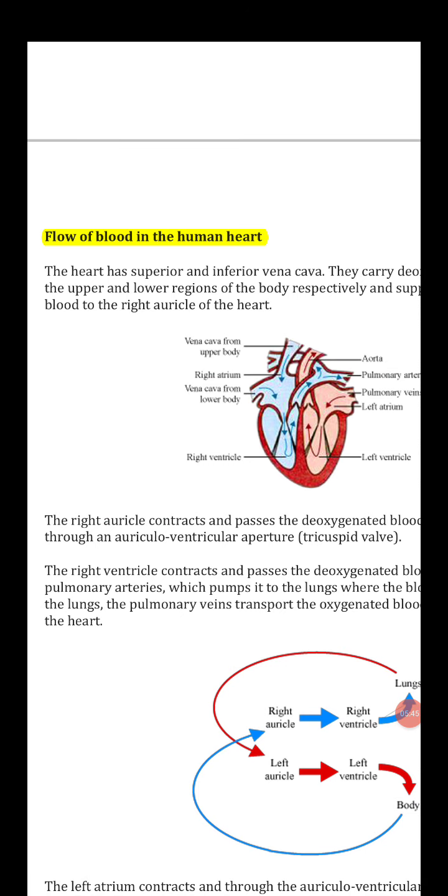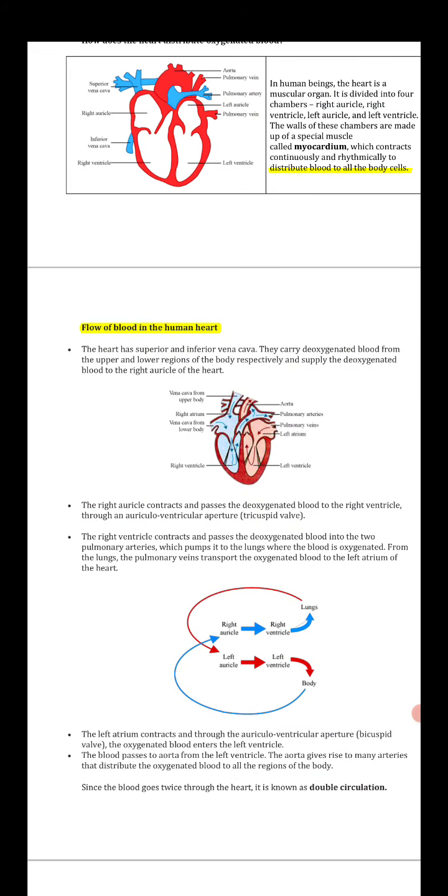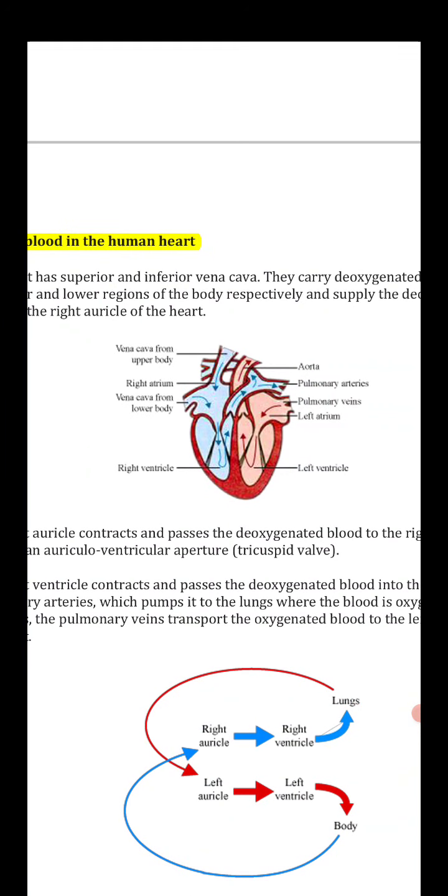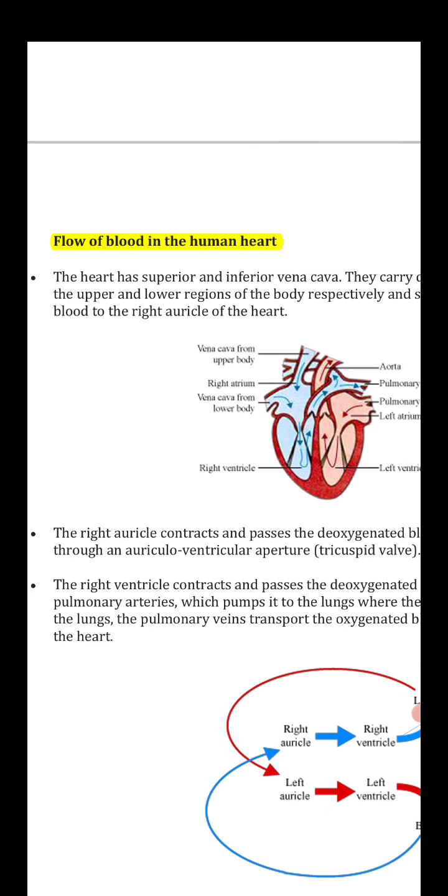So how is blood circulated all over our body? Normally the heart has a superior and inferior vena cava. Just look at the structure, I am showing the diagram. The superior and inferior vena cava are in the upper portion on the right side of the heart. What is the meaning of the superior and inferior vena cava?